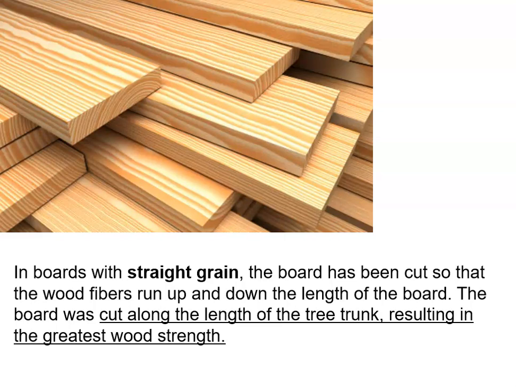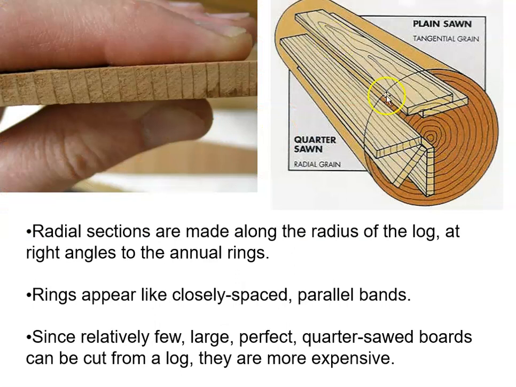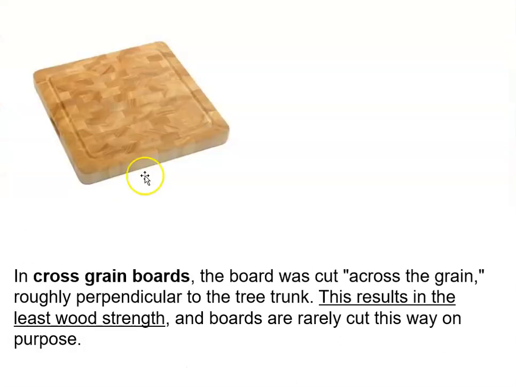Boards with straight grain. The board has been cut so that the wood fiber runs up and down the length of the board. The board is cut along the length of the tree, resulting in the greatest strength of wood. So this is kind of intuitive, but it's definitely most common, right? When we go into Home Depot and we look at things in the lumber yard, this is how we know that the wood has been cut along the length of the trunk, as opposed to cutting cross sections.